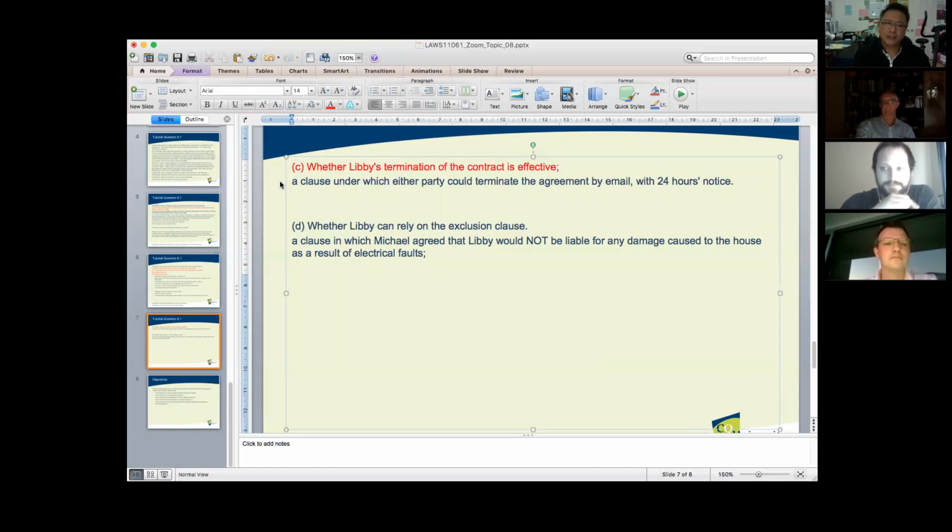So whether or not she terminates it because she doesn't like to continue with the contract or because the house has burned down, those are actually unimportant, because under the express terms of the contract, either party could terminate the agreement. And that is what Libby actually did.